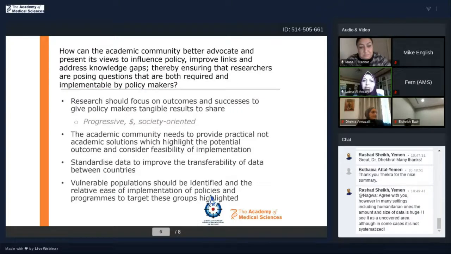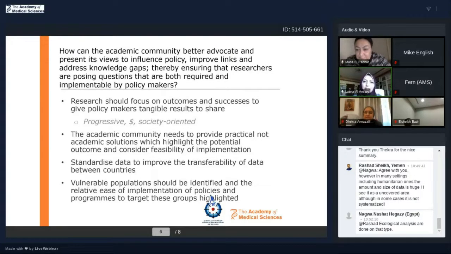The academic community needs to provide practical and not academic solutions which highlight the potential outcome and consider implementation, standardized data collection, and improve the transferability of data between countries. Vulnerable populations should be identified, and the relative ease of implementation of policies and programs should be adapted and targeted to these needy populations. Next, please.